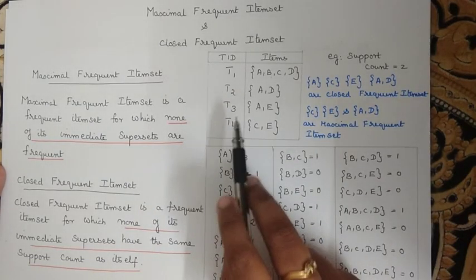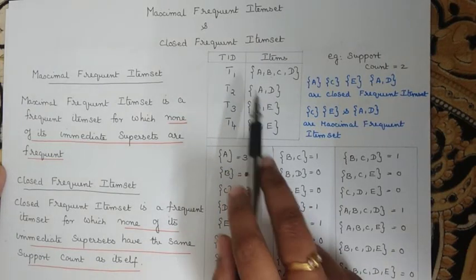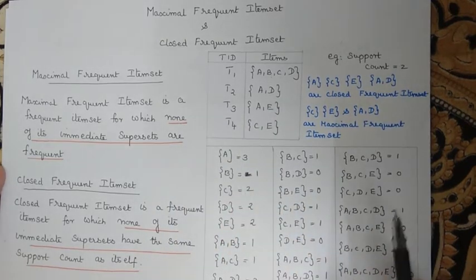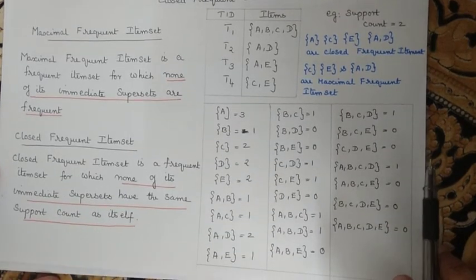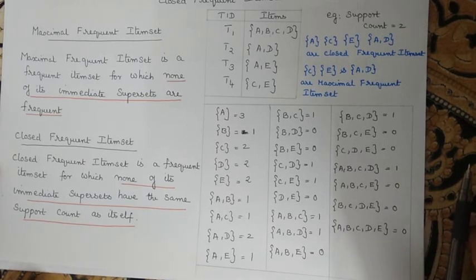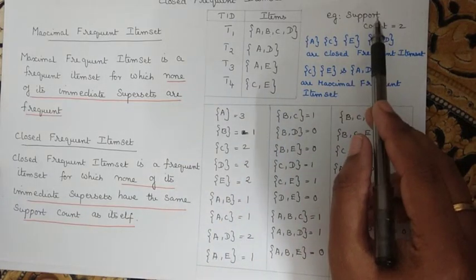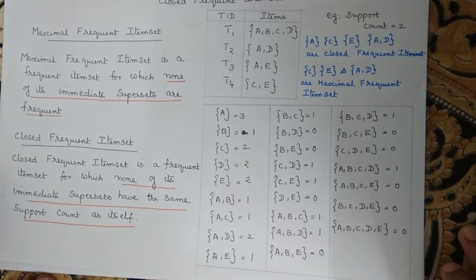See this transactional database which we have. In this we have 4 transactions and the list of items associated with each transaction. First, I'm going to take all the elements in the transactional table and all the combinations of these elements, check in how many transactions each combination occurs, and take the count of each combination. For this example, my minimum support is given as 2. Now I come to the definitions.